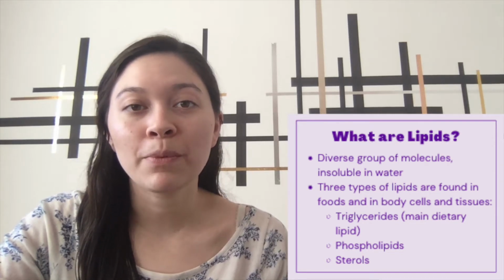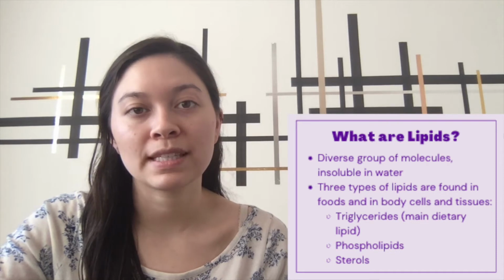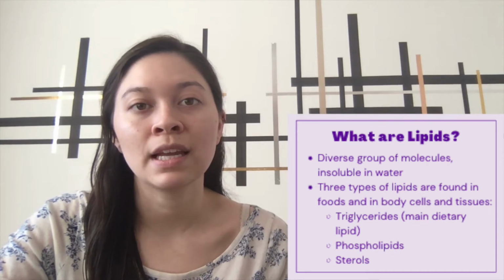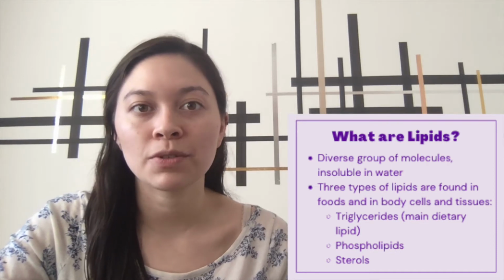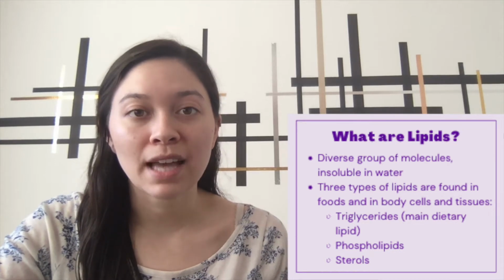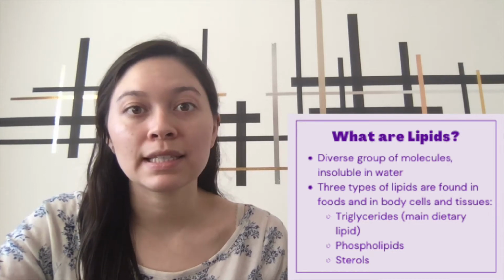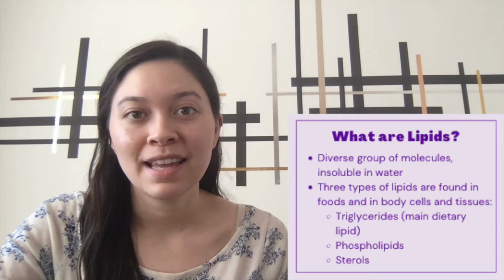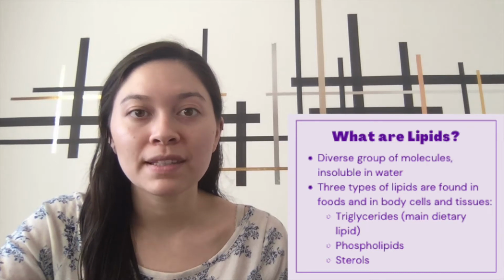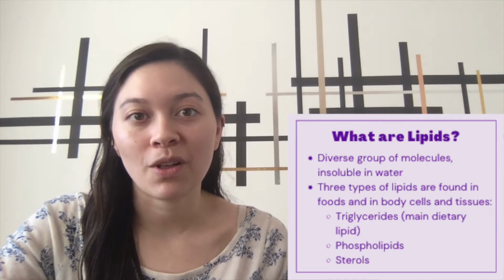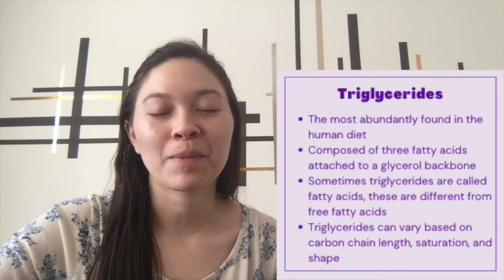There are three primary types of lipids that you're going to see found in food as well as in our bodies and cells and tissues. The first kind, and the most abundantly seen, is triglycerides. Next you'll see phospholipids, and third is sterols. Okay, so let's first talk about triglycerides.